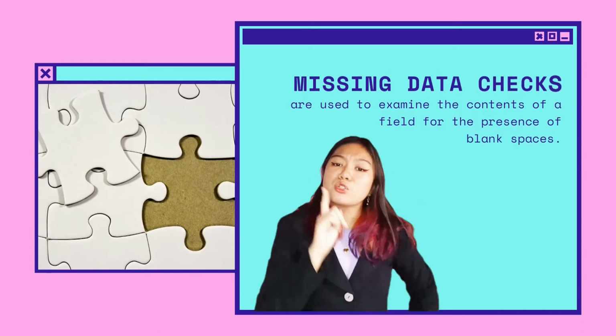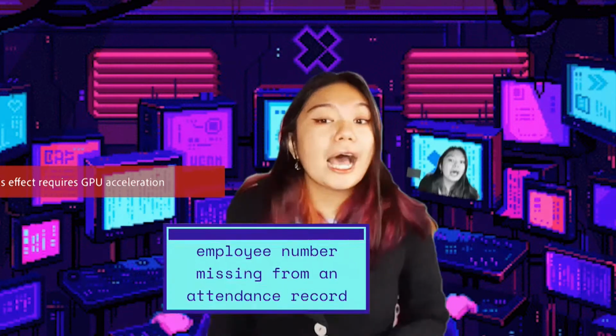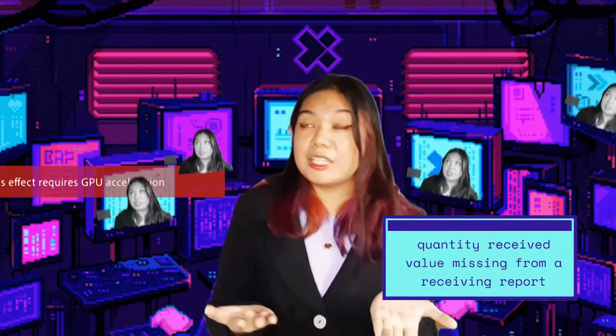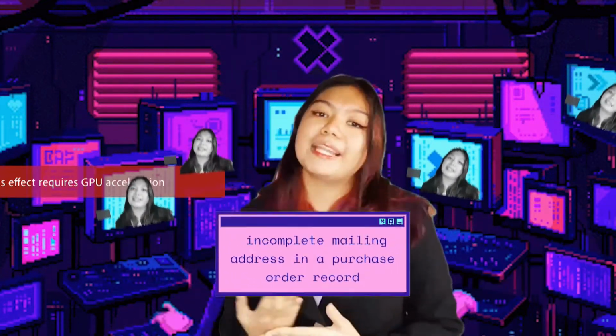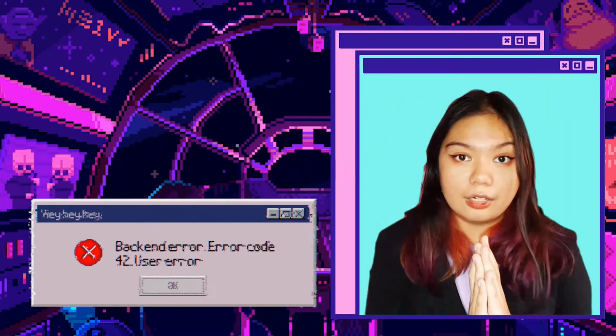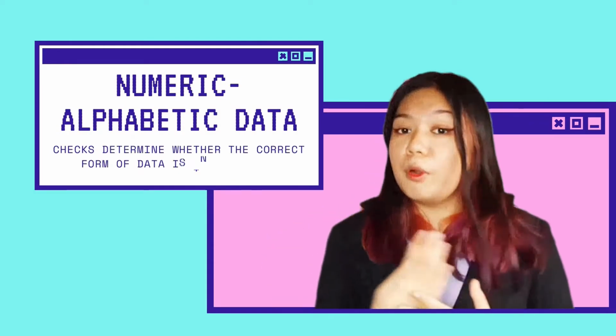So, here are the terms related to this type of control. Missing data checks are used to examine the contents of a field for the presence of blank spaces. For example, an employee number missing from an attendance record, the quantity received value missing from a receiving report, or an incomplete mailing address in a purchase order record will cause the transaction to be rejected. When the validation program detects a blank where it expects to see a data value, this situation will be interpreted as an error.